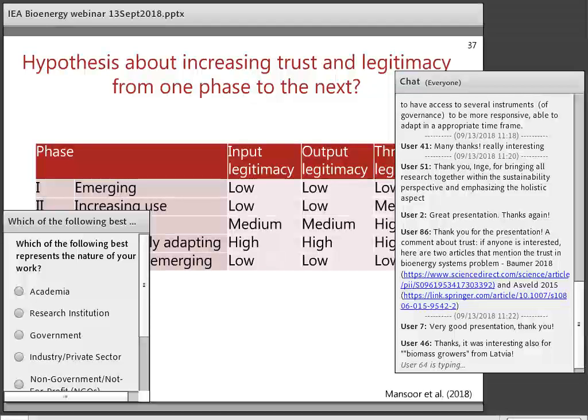Other actors may tend to function on different speeds, different time frames. Just want to acknowledge, thanks Veronica for directing our attention to some papers related to trust in bioenergy systems and issues related to that. So thanks.